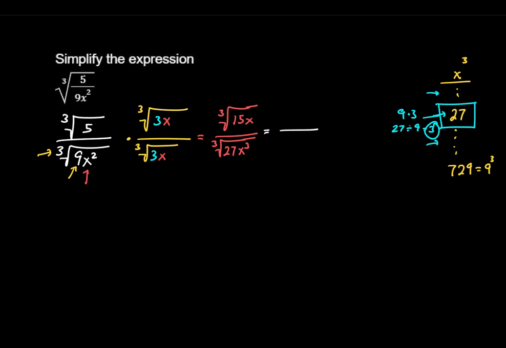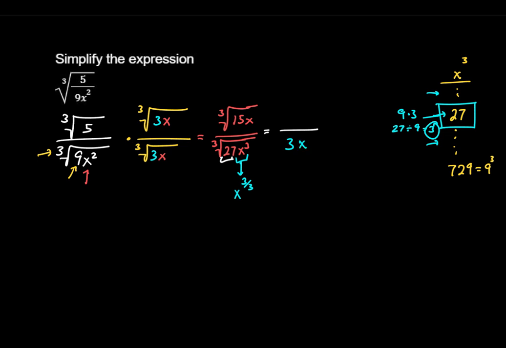So on the bottom, it should be a perfect cube. 27 is a perfect cube. The cube root of 27 is 3. And x to the third is a perfect cube as well. If I write it as a fractional exponent, it's 3 divided by 3, which is x to the first.